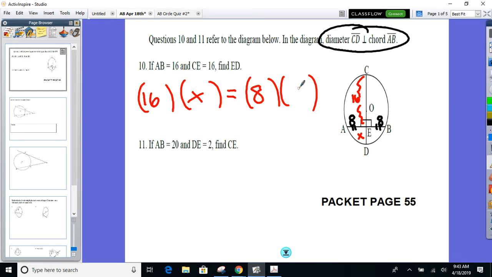Okay, there we go. So that's how I could solve this one using what we did on Tuesday. So what I have there, 16x equals 64. X equals 4. By yourself or in your group, you're on number 11 now. CD is still perpendicular to AB, though.